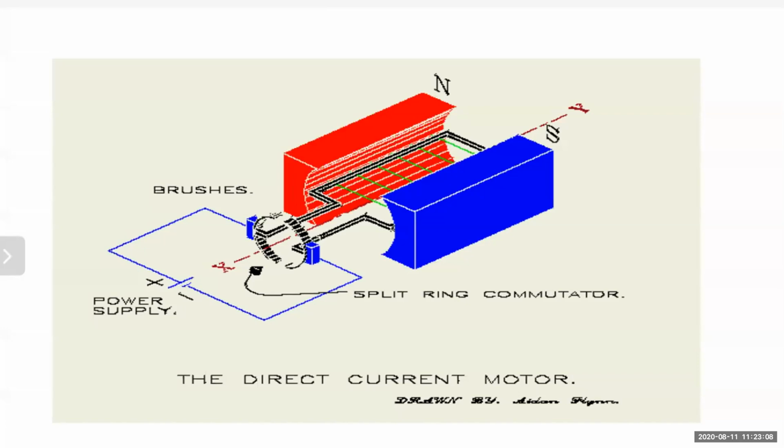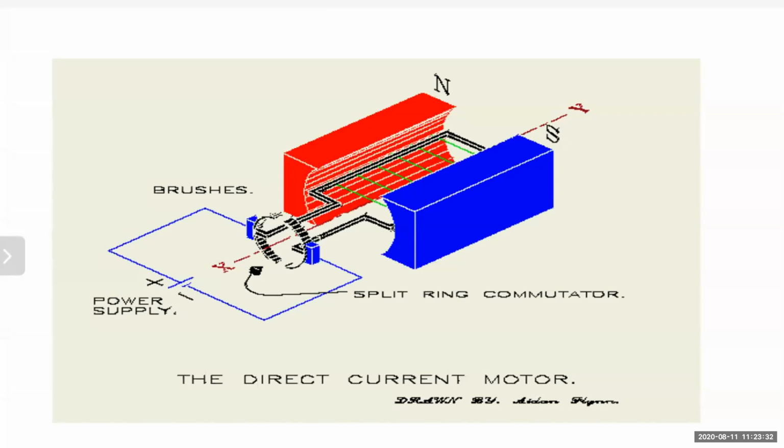So please take out your notebook and note down the functions of the strong magnet. What is the function of the magnet? What is the function of the armature, that coil? What is the function of the split ring, carbon brush, and battery? So note down these points in your notebook.